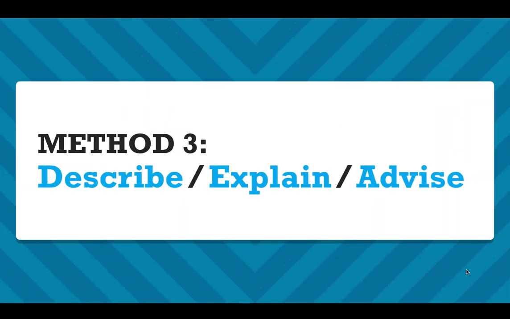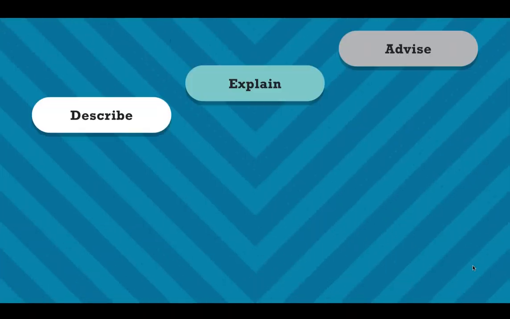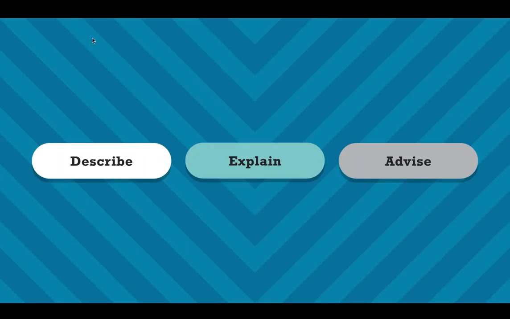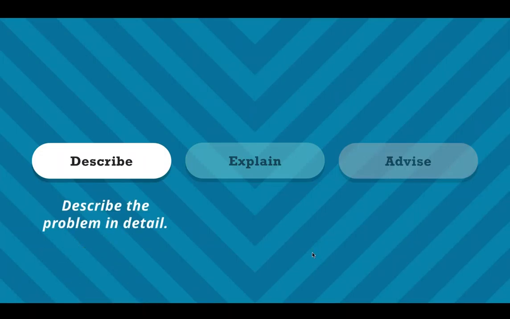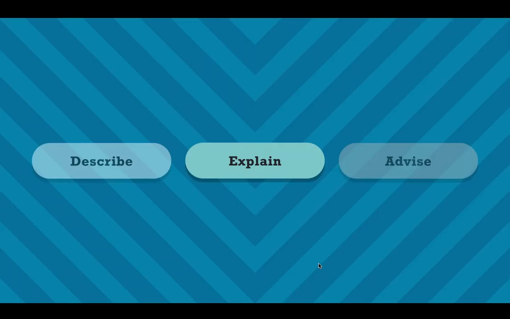There's one last method, describe, explain, advise. It's kind of similar to the RISE model. First, we describe the issue in detail. Okay, so in some ways, the describe step is similar to the reflect step. We're acknowledging what's on the page and we're describing it. Then we move on to the higher level, which is to explain why it's a problem.